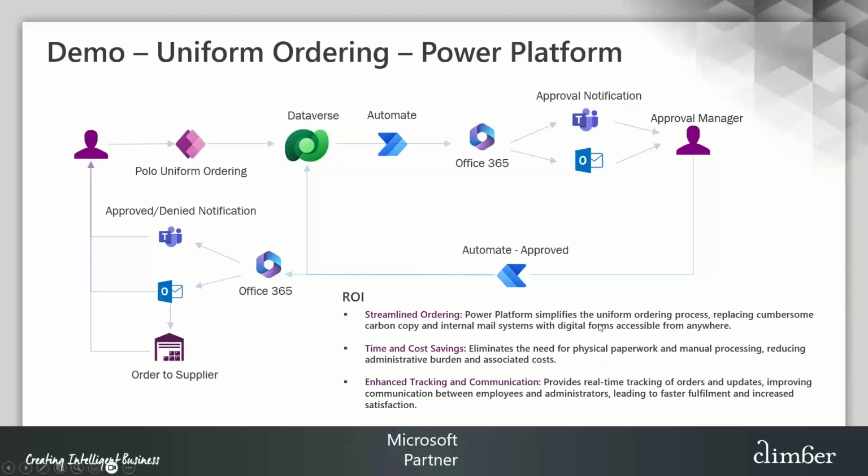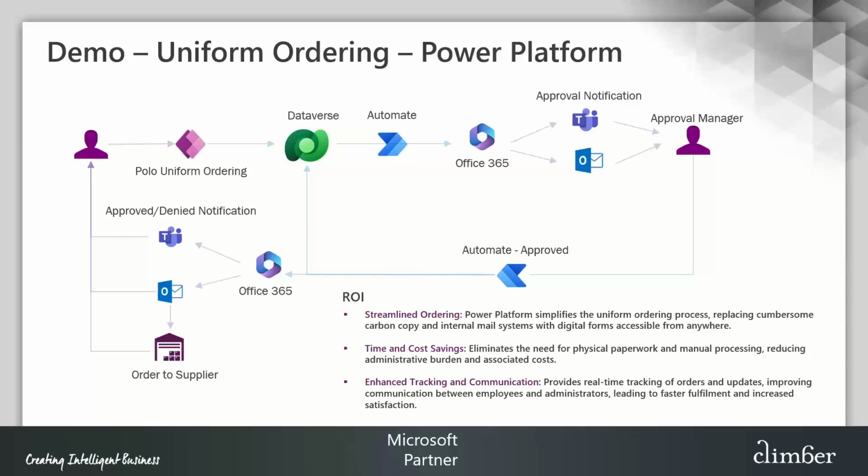So the uniform ordering process. This is how we changed that and automated it using Power Platform. So the employee comes into the Polo app, orders their uniform, so they build a shopping cart and then submit it, and then that data gets saved into the Dataverse. Power Automate triggers.